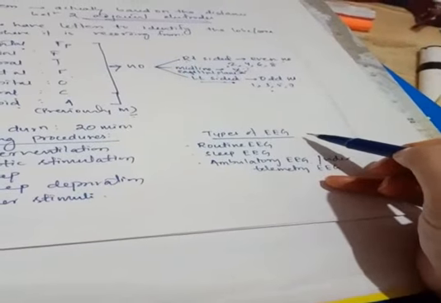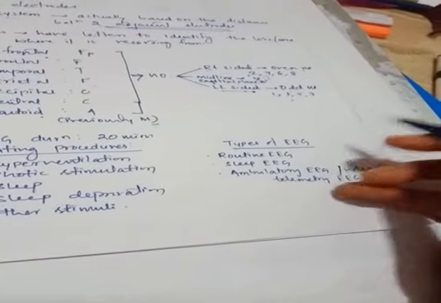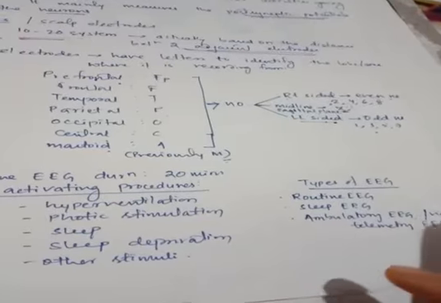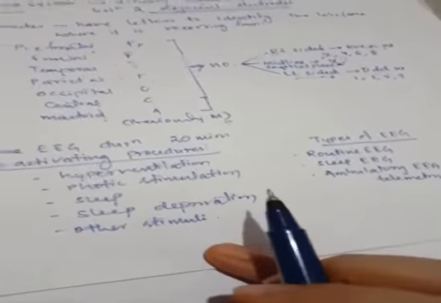Then the types of EEG. The types of EEG may be routine EEG, sleep EEG, sleep deprived EEG, and ambulatory EEG or video telemetry EEG. It is done over 24 hours. During the patient's activities it is measured, it is recorded.